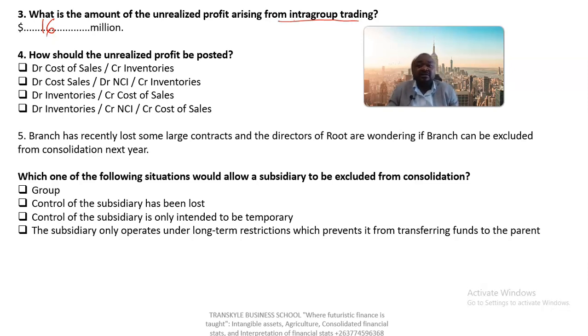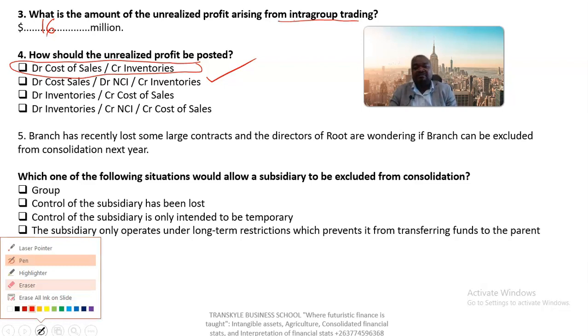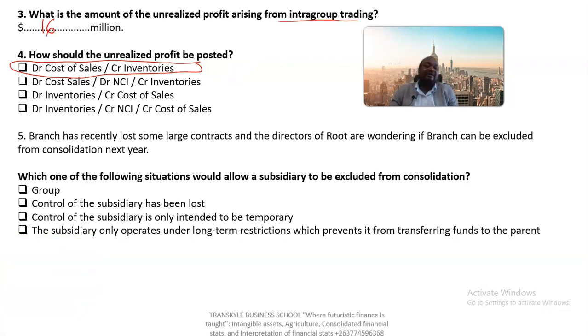Number 4, how should the unrealized profit be posted? You can see here that our answer, as we have already indicated there, is A. We debit cost of sales and credit inventories. Why? Because it is the parent that sold to the subsidiary. However, if it was the subsidiary that sold to the parent, in that case you would adopt B. But in this case, it is the parent that sold the goods. So our answer remains A.